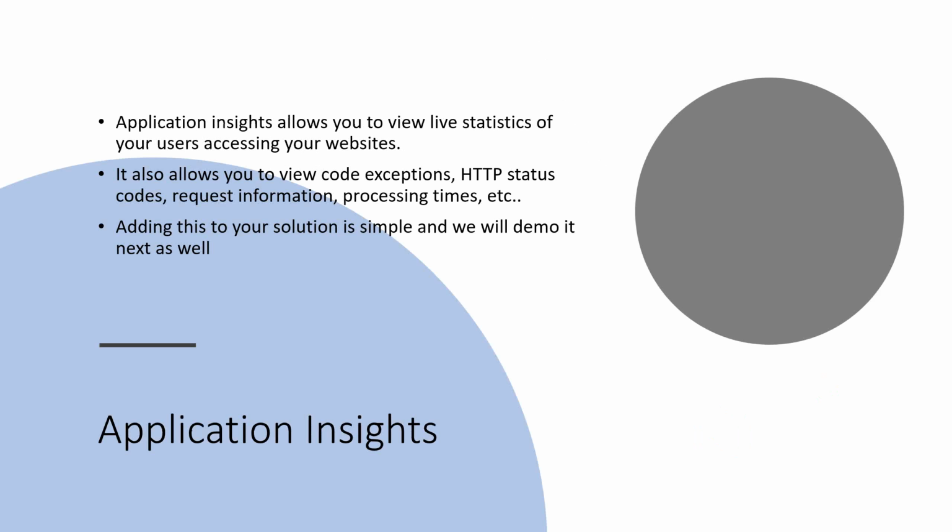The other thing I'll walk through too is Application Insights, which allows you to view live stats of users accessing your site. It also helps from a developer standpoint, to view code exceptions, HTTP status codes, so your 200, 404, 500s, request information, processing times, how long a page takes to actually be rendered, your AJAX calls, how long they take to be rendered, and etc. There's a lot more to it. There's a lot of information in there, and we can just touch on that on a high level. Adding this to your solution is very simple. It's integrated right into Visual Studio as well, and I'll demo that too.